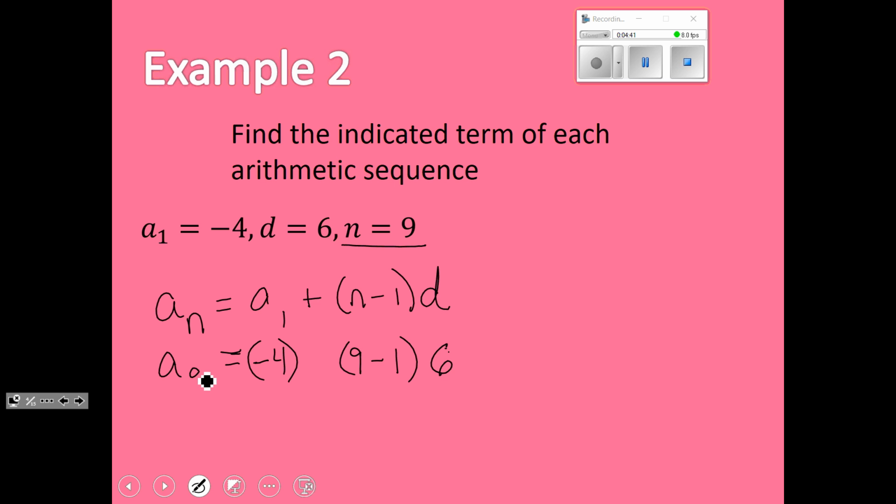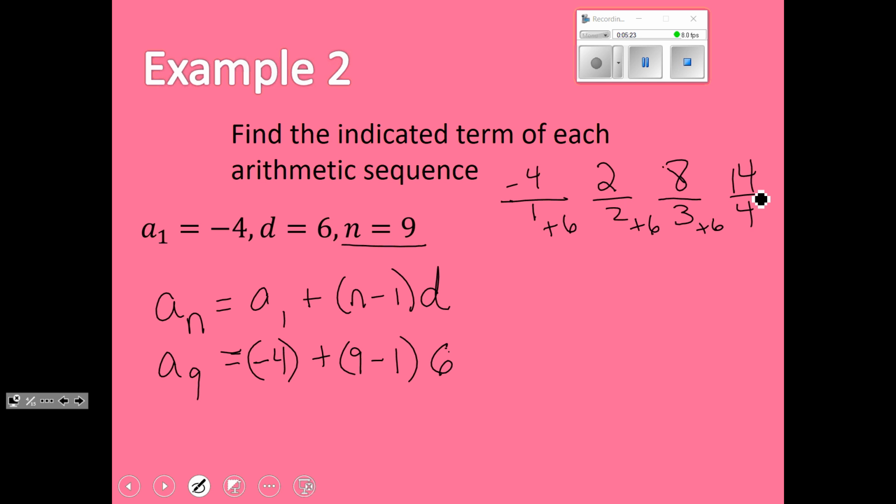So we are looking for a sub 9. So you can work this out. Now, remember, guys, you can always use your common sense brain. Here's your first term, here's your second term, here's your third term, here's your fourth term. So if this is negative 4, and I know that my common difference is 6, that means I'm adding 6. What would be the second term? The second term would be 2. And then the third term, if I add 6 again, would be 8. And then my next term, if I add 6 again, would be 14.